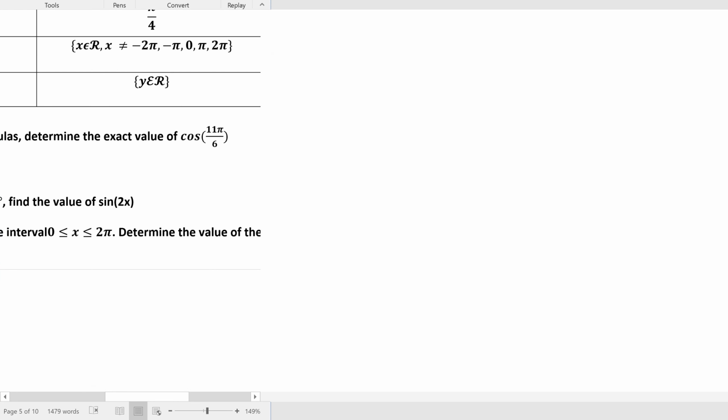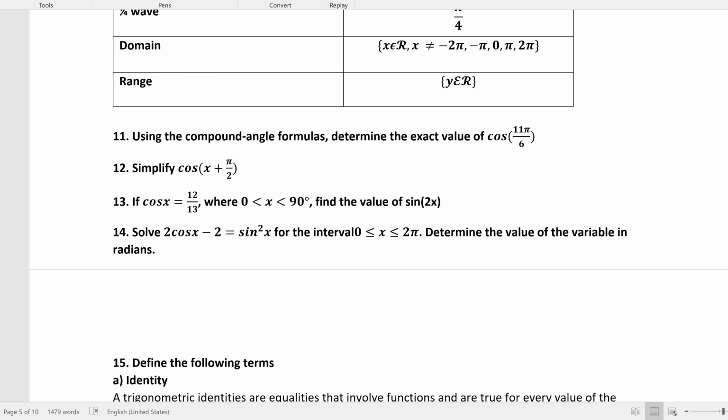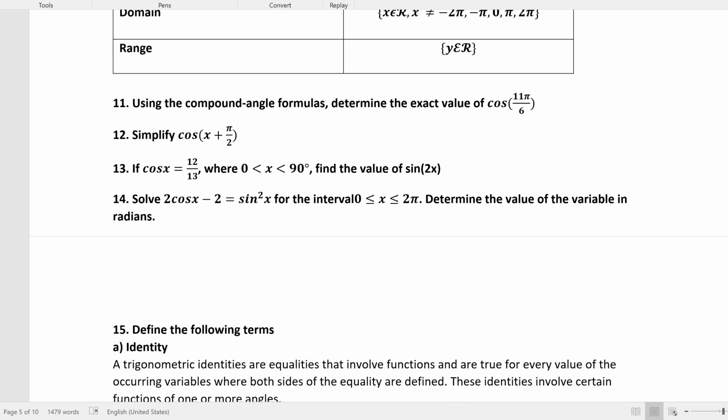So that was that, and now we have these problems. Which one do you want to do? Number 14. Number 14. Alright, so solve that.